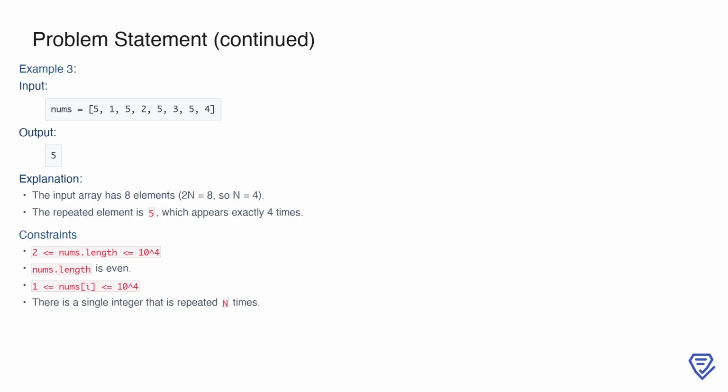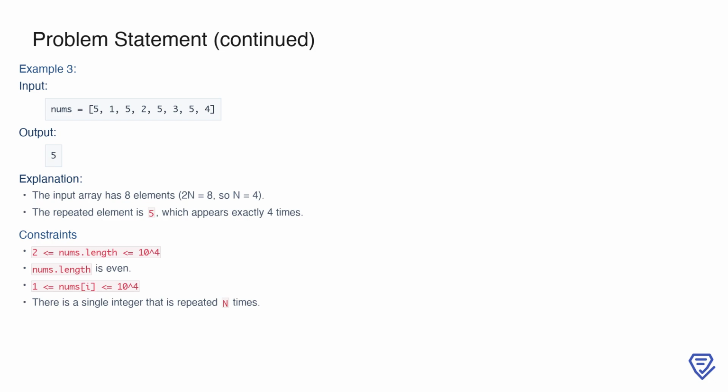Now, in the third example, the input array is 5, 1, 5, 2, 5, 3, 5, 4. This array has 8 elements, meaning 2n equals 8 and n equals 4. Observing the numbers, the repeated element is 5, which appears exactly 4 times, while all other elements occur only once. Thus, the output is 5.